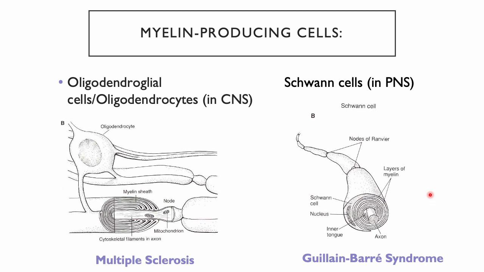And you could imagine how detrimental this could be if you were slowing down your nerve impulses, because it would be preventing the normal communication between nerve cells in either the central nervous system or the peripheral nervous system.